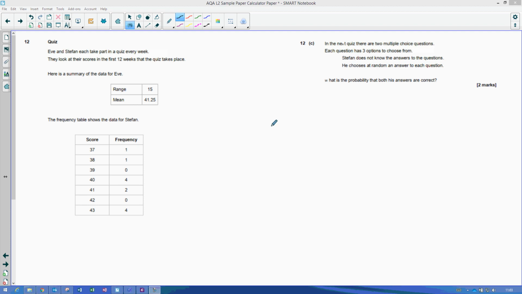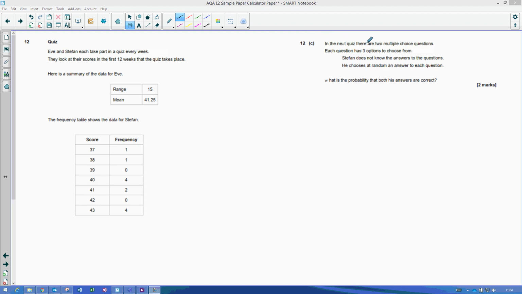AQA Level 2 Sample Paper, question 12c from the calculator section. Okay, so this is still referring back to the quizzes that Stefan and Eve are doing, but actually when we look at 12c, we don't need this information at all. Let's just read the question.